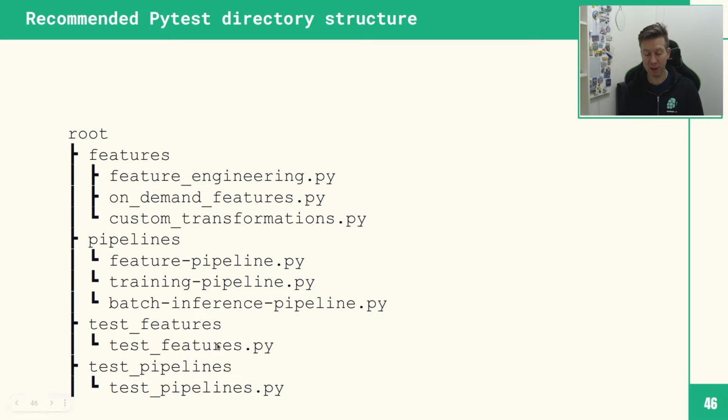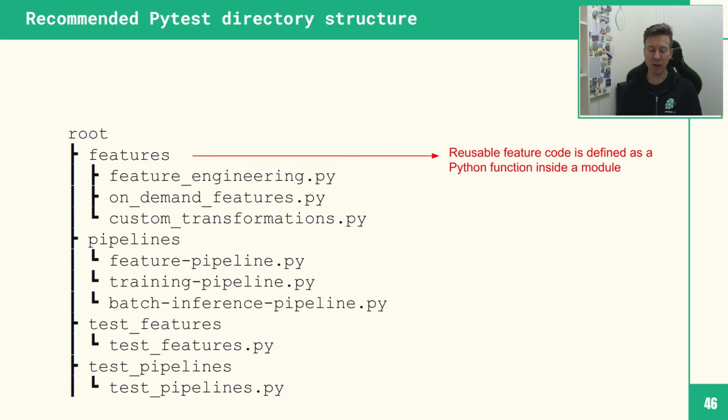But you should then have a separate test directory where you put your tests. So for example, we can have a test for all of the modules in the features directory in a directory called test_features. So we can create that file and then put our unit test in there. The same we can do for pipelines. So we have our feature pipelines, training pipelines and batch pipelines in a pipelines directory. We can have a separate test pipelines directory where we can include all of our integration tests and then run them with Pytest. So this is a reasonably common directory structure.